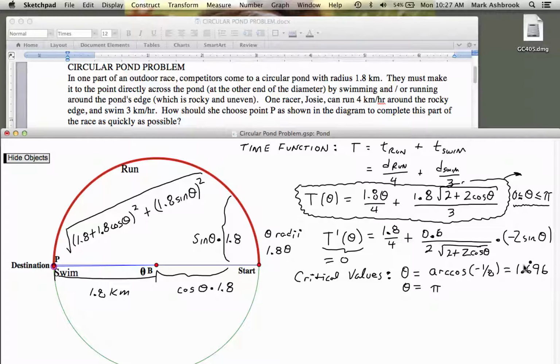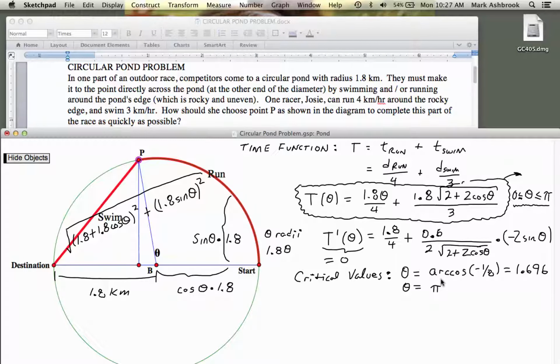And our critical values then, 1.696, we see that that is definitely in the range. Actually, 1.696 is a little bit greater than 1.57, or theta equals pi over 2. So maybe something like this right here would be this critical value, 1.696. And then theta equals pi, which we said is her running the whole way, would be the other critical value that you get when you set your derivative equal to 0.